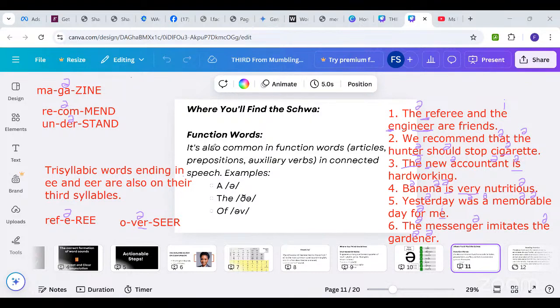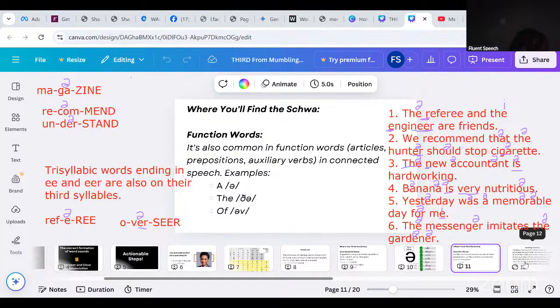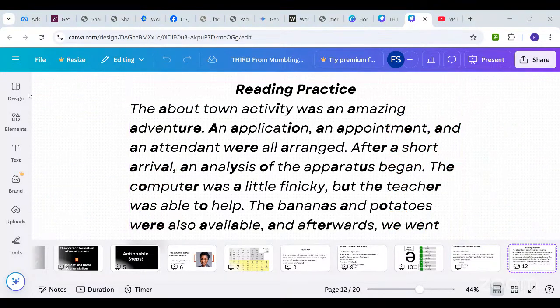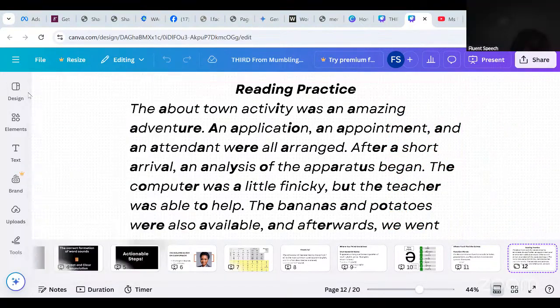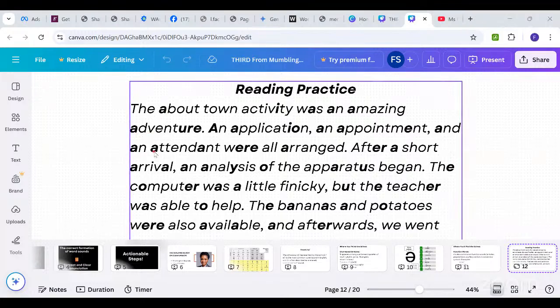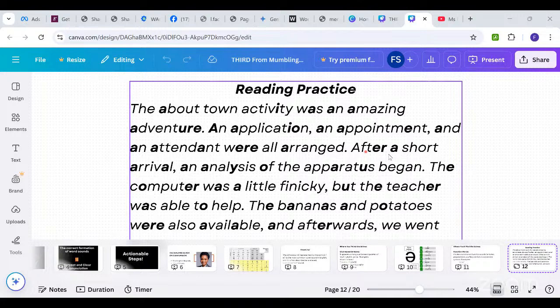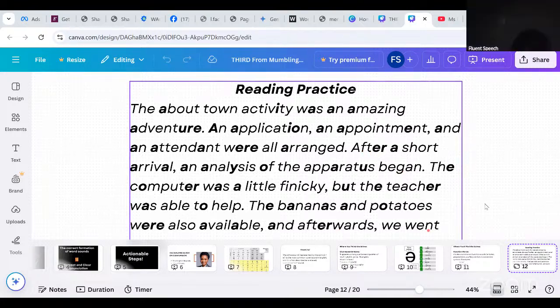So we have a home task to do. Please take a screenshot of this page. You do a voice note and then you send it to me. The parts in bold are the parts where you have schwas. The letters that are bolded are the letters that change into a schwa. Some of them are acting as a function word. Some are acting because they are in a word that has more than one syllable. So you do a voice note of it and you send it to me.